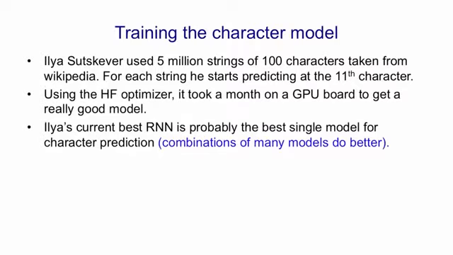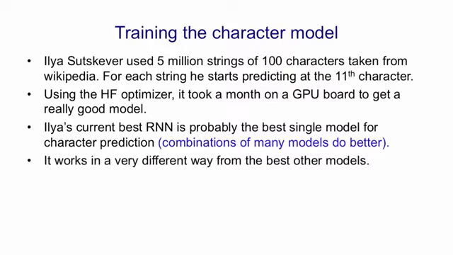His current best recurrent neural network for character prediction is probably the best single model there is for predicting characters. You can do better than this model by combining many different models using a neural network to decide which one to use. But for a single model, Ilya's is as good as it gets. It works in a very different way from the best other models.